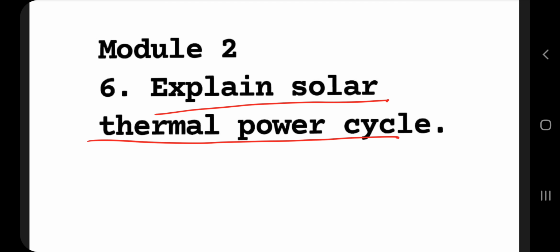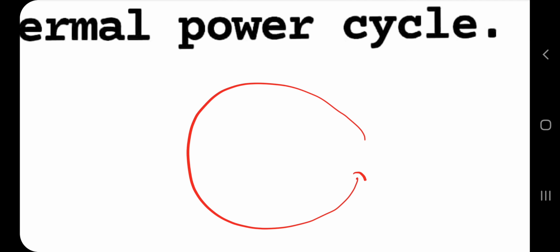Explain the solar thermal power cycle. See, whenever they ask cycle, what you have to do is first draw a circle like this. Okay, because cycle will obviously rotate. It's a cycle, right? So after that you have to fill the information. First you will draw a circle, then you will fill the information. And what are the key points that you have to remember? So what are the key points in thermal power cycle?